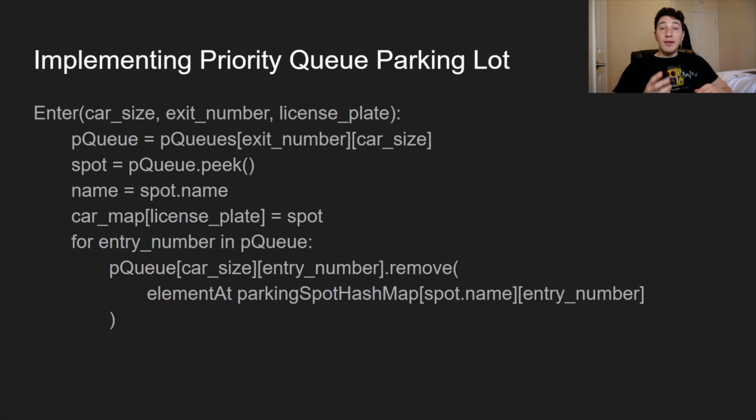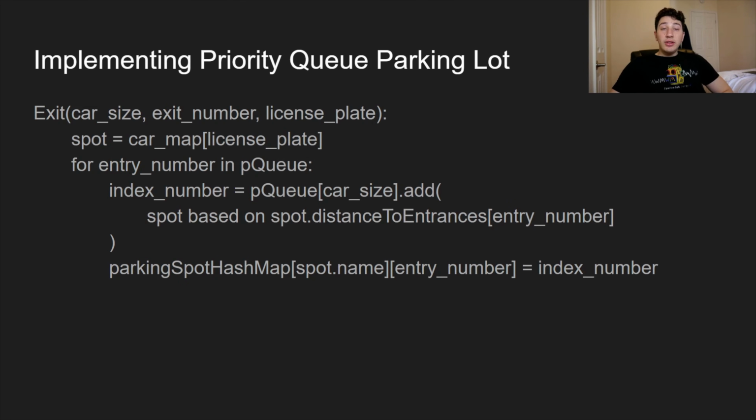And then finally, for every single priority queue, we have to now remove this parking spot. So we go through the priority queues and find the index of the array in the priority queue that this parking spot is located at, and we have that from our parking spot hash map. We do that and remove those all from the priority queue, so those are all going to be logarithmic time complexity operations, and once we've removed that parking spot from every single priority queue for each entrance, we can move on to our actual exit method.